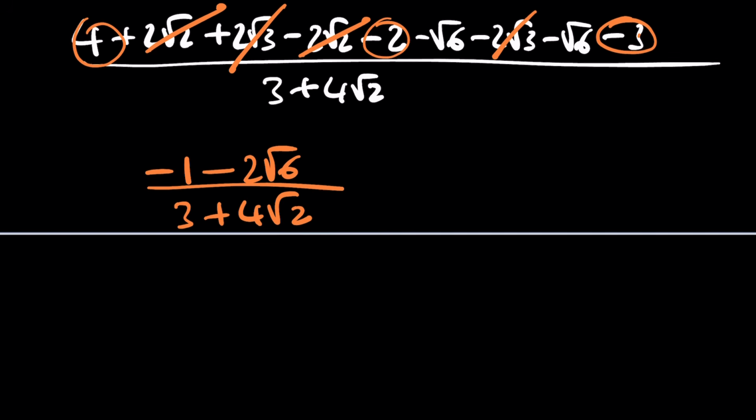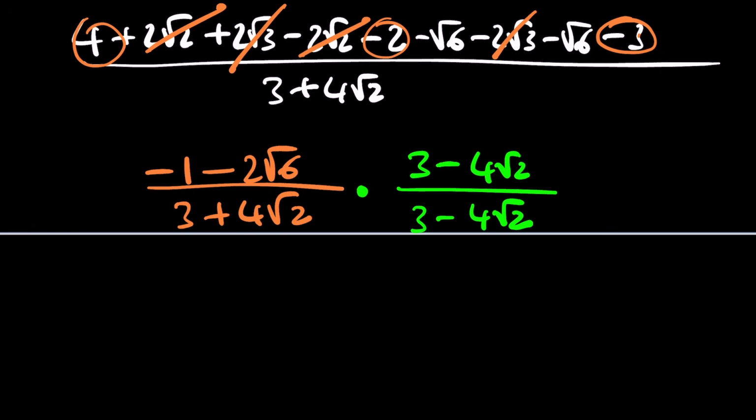Now we're going to go ahead and multiply by the conjugate again. This time it's 3 minus 4 root 2. You can also reverse it, but I don't know. No big deal, I guess. We're going to take care of that at the end. There's going to be a lot of negatives, so we're going to have to negate both the numerator and the denominator. But let's go ahead and distribute here.